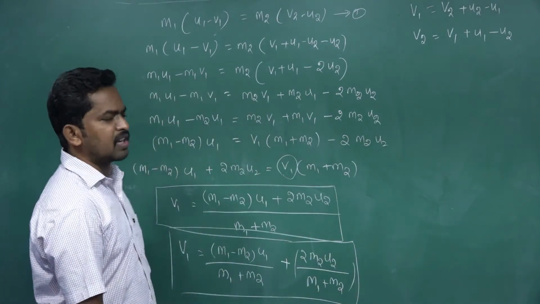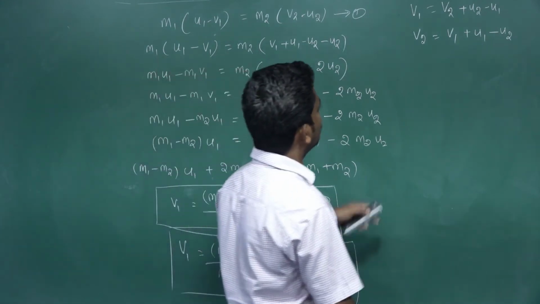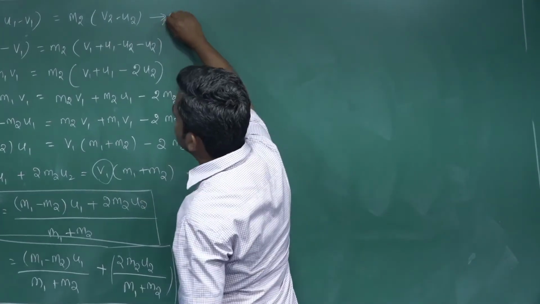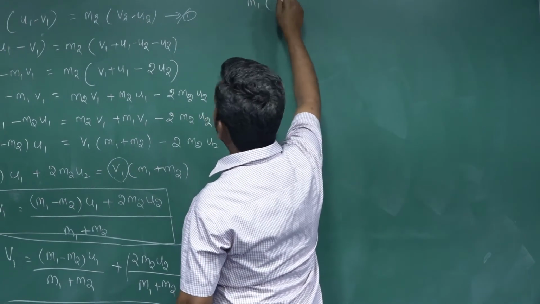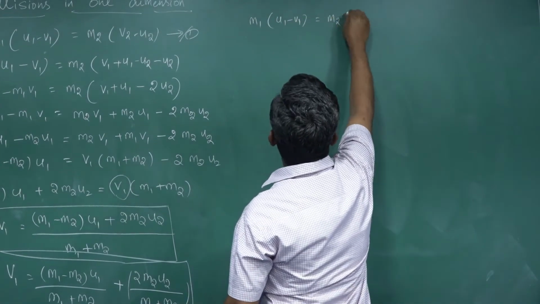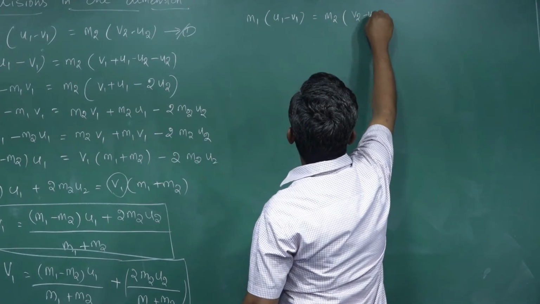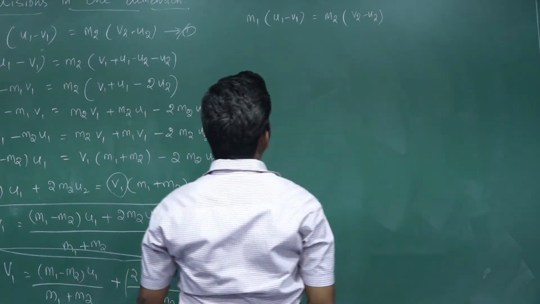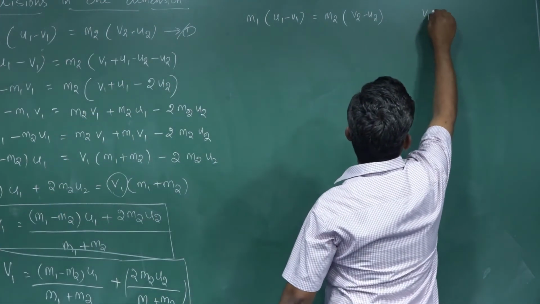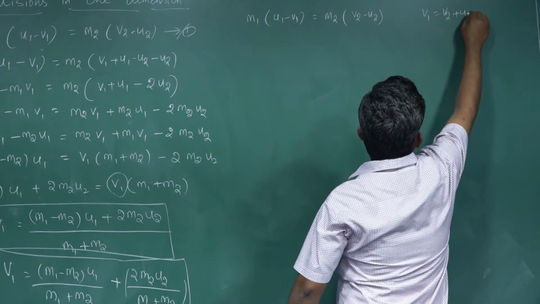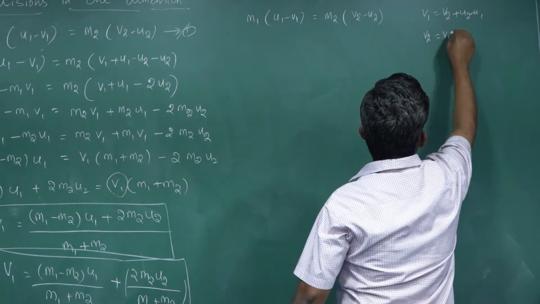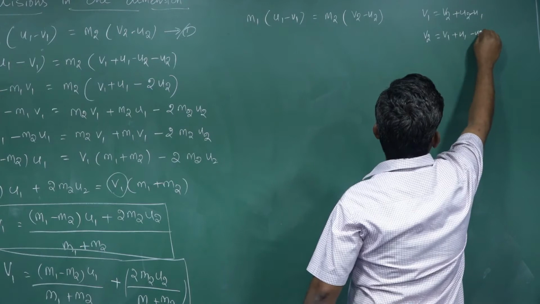I want to calculate the final velocity of the second body. So this is the equation you know well, the first equation: m1 of (u1 minus v1) is equal to m2 of (v2 minus u2). So equation number 1. You know the equations for v1 and v2: v1 is equal to v2 plus u2 minus u1, so v2 is equal to v1 plus u1 minus u2.